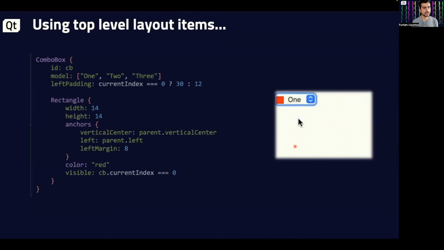Qt Quick Controls is actually a great example for this, where they always separate different levels of a certain component in different layers. In the case of a combo box, its content item, background, and indicator are all in different levels. So if I want to add a rectangle next to the content item, if its current index is 0, maybe I want to have some sort of indicator for it, then I can just add a rectangle, add some left padding to the combo box, and it will look as I intended it.